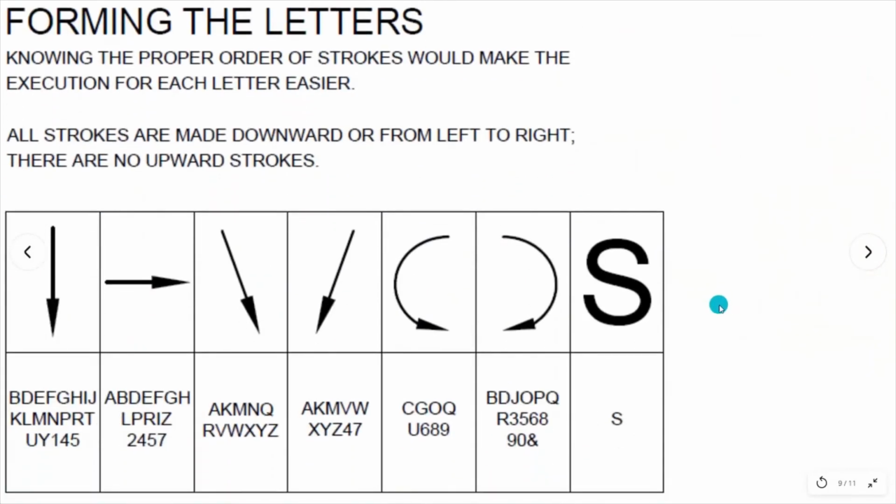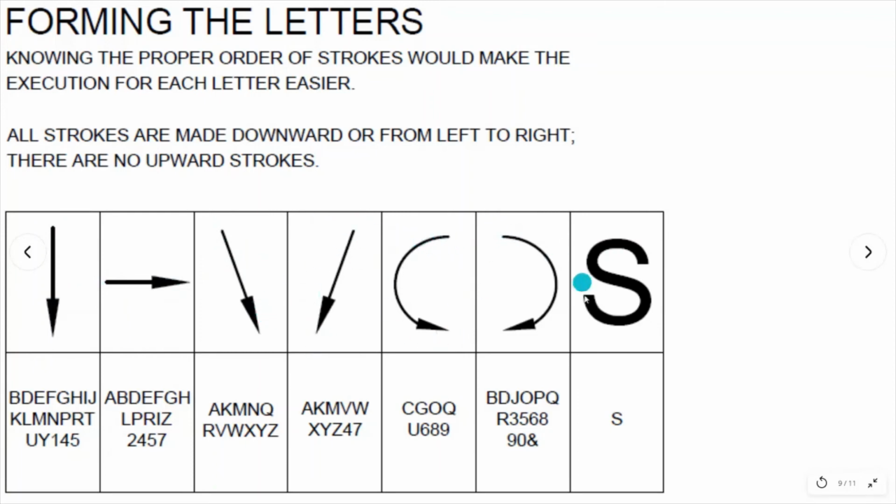Okay, so when we form letters, these are basically the strokes. There are basically 7 strokes. Again, strokes should be made from left to right, and there are no upward strokes. It is always top to bottom, right? So these are the basic strokes, from top to bottom, left to right.